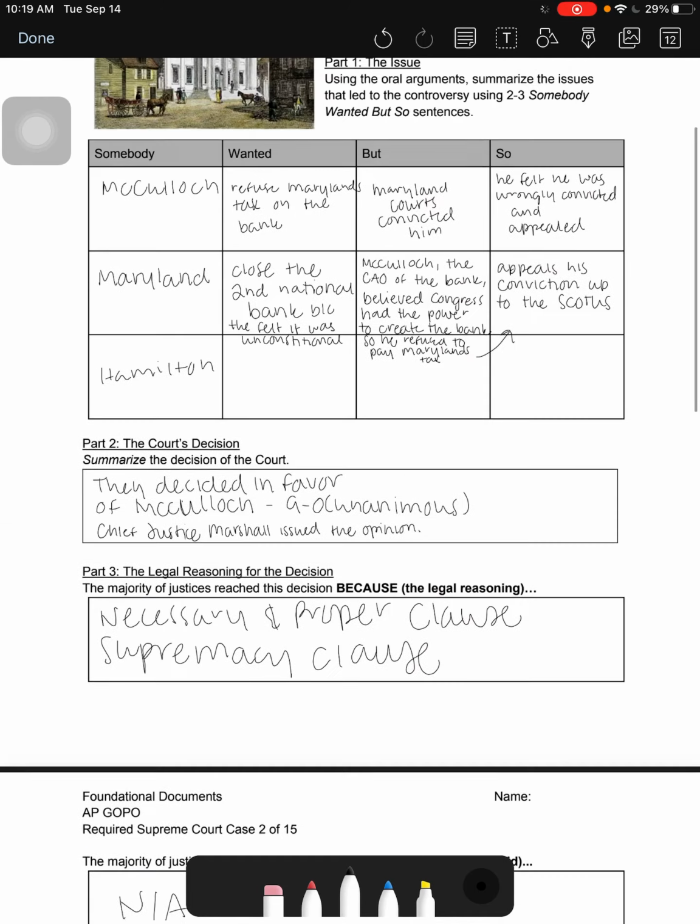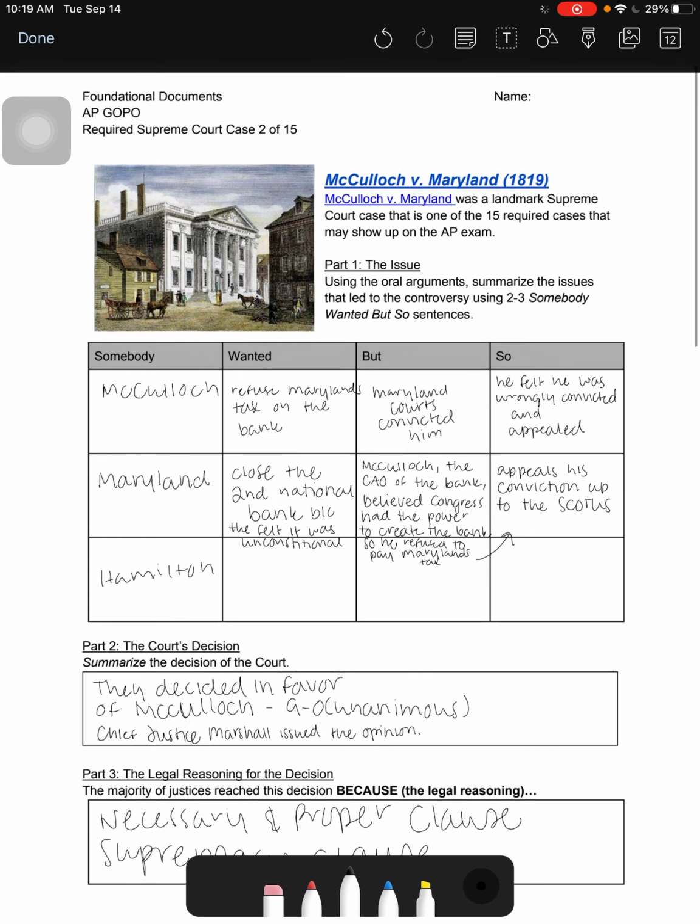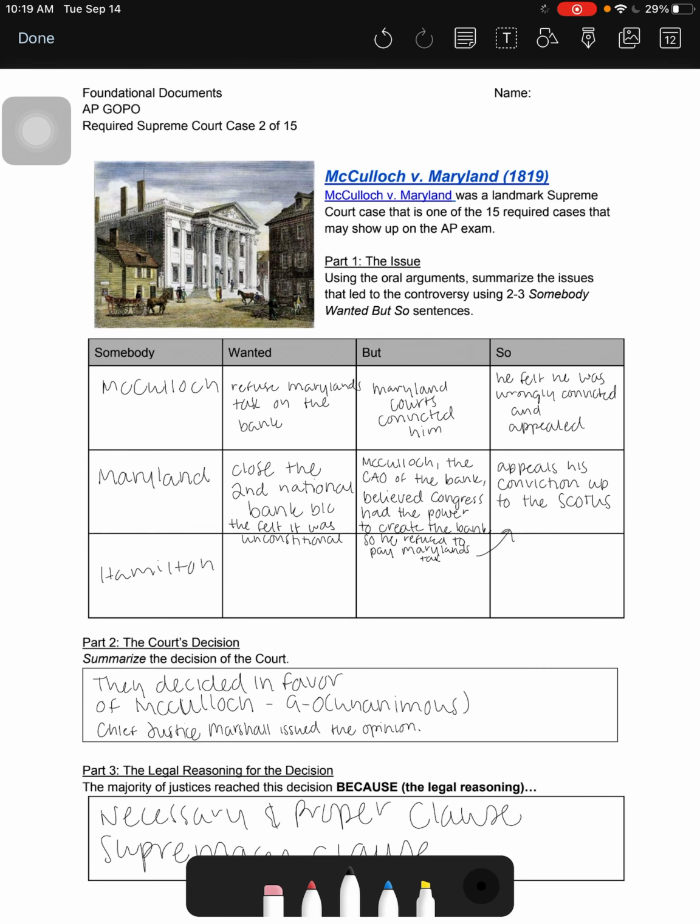So that is that. Once you have this filled out, you can turn it in and then get going on U.S. versus Lopez. Have a great rest of your day.